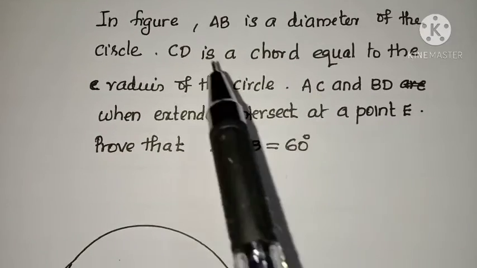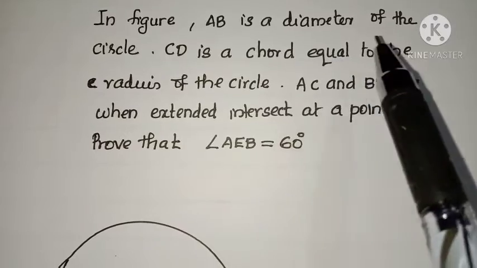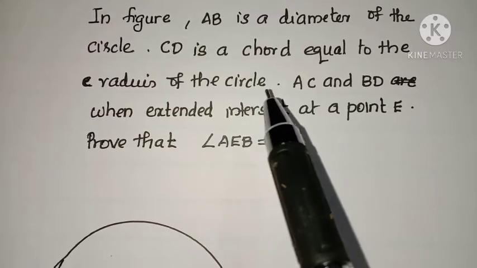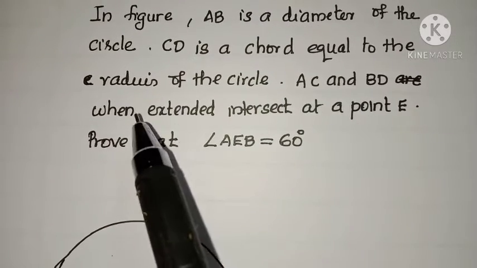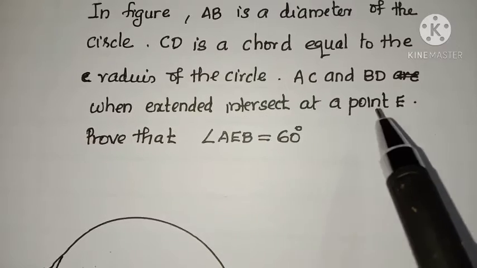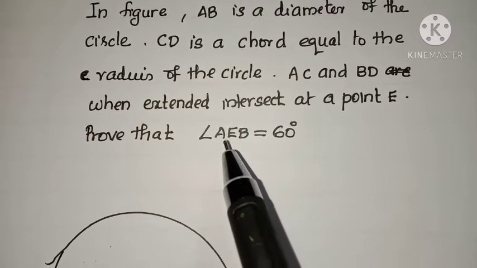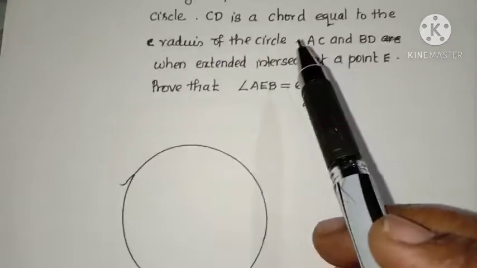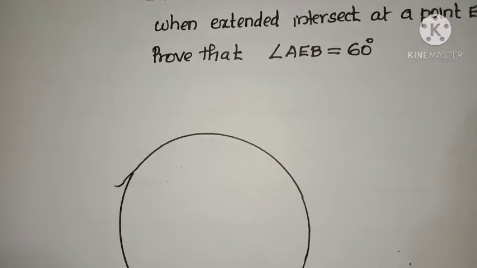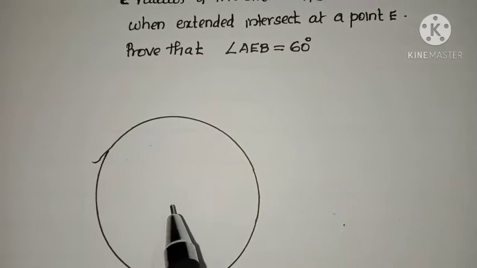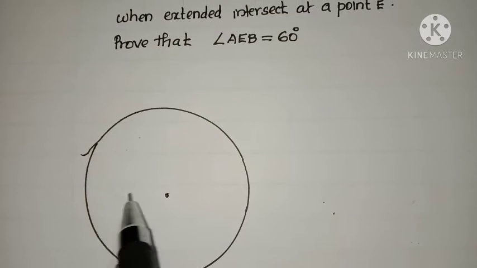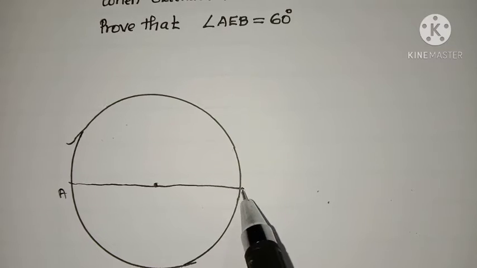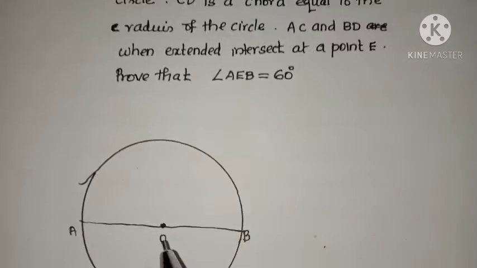Let's see another question. In the figure, AB is a diameter of the circle. CD is a chord equal to the radius of the circle. AC and BD, when extended, intersect at a point E. Prove that angle AEB is equal to 60 degrees. Listen, in the figure AB is the diameter. So draw the diameter AB. Diameter means it's the largest chord passing through the center. So AB is the diameter passing through the center O.